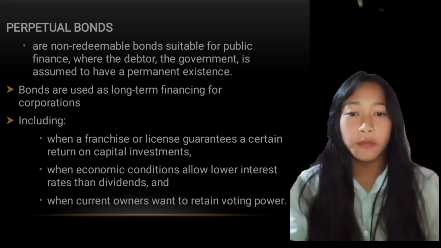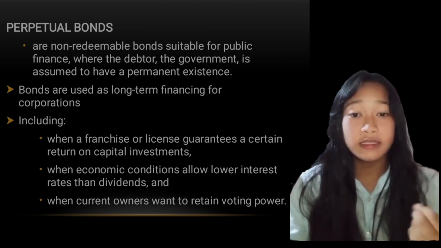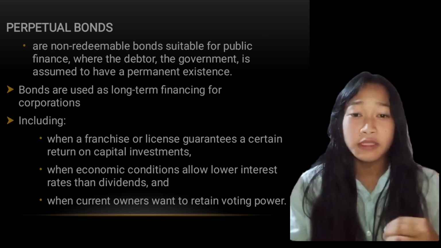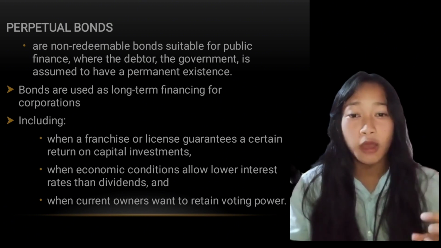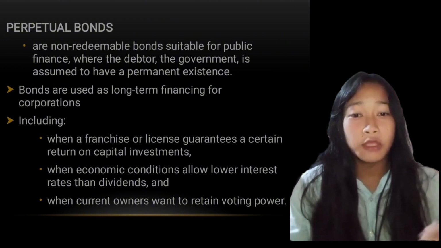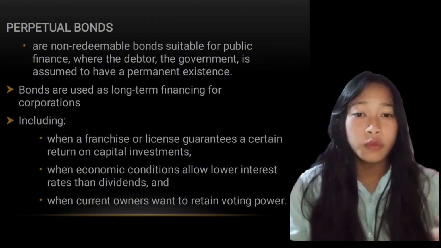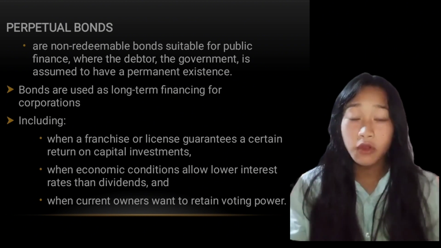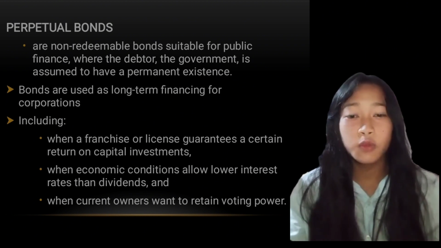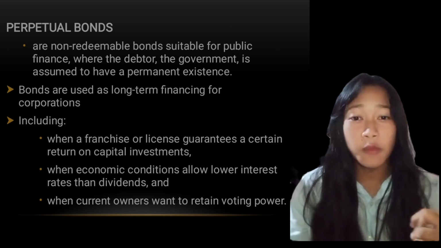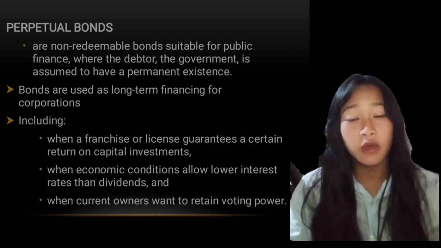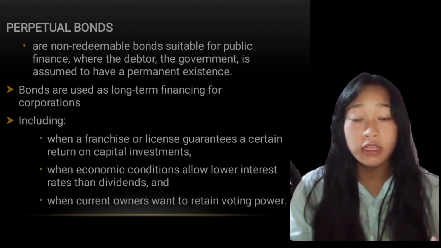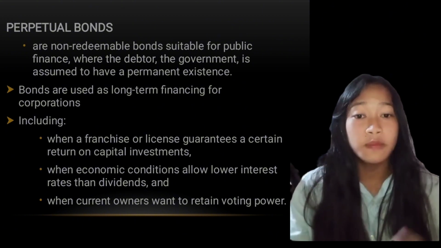So, next is the perpetual bond. This bond is a non-redeemable bond suitable for public finance. Financial institutions or governments issue perpetual bonds to raise funds from fixed coupon payments or interest rates. If the bond maker decides to redeem the bonds, the buyers will still receive income, because this bond is not regulated by any law that mandates the issuer to repay the principal.